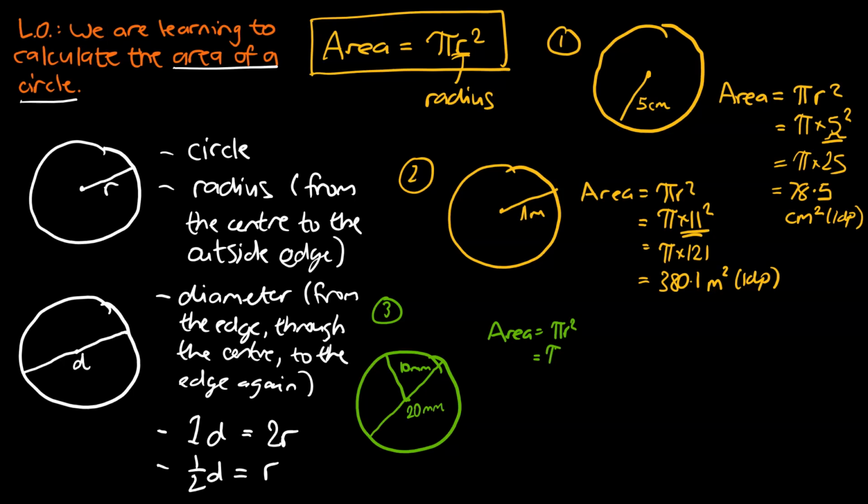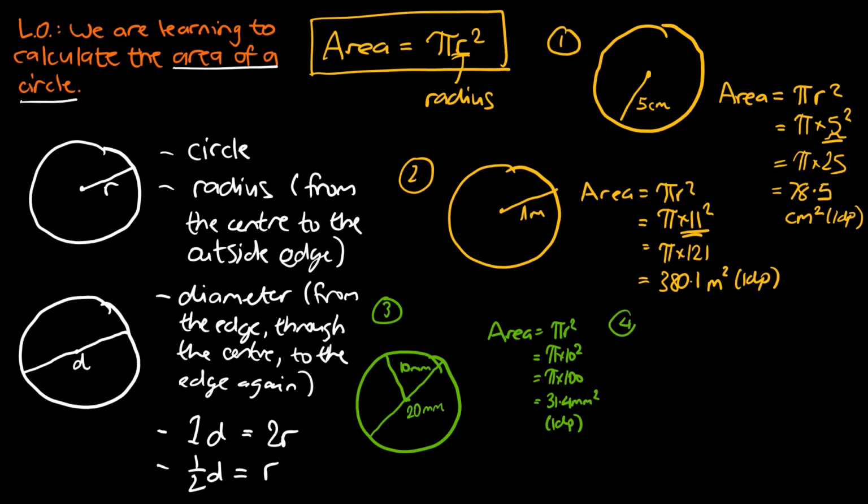So that's going to be pi times 10 squared. We're going to do the 10 squared first. So 10 times 10 is 100. So that's going to be pi times 100. And when we put that in our calculator, so 100 times pi, that gets us to 314.2. And in our case, that's millimeters squared, because those are the units we're given in the question. And again, that was rounded to 1 decimal point.